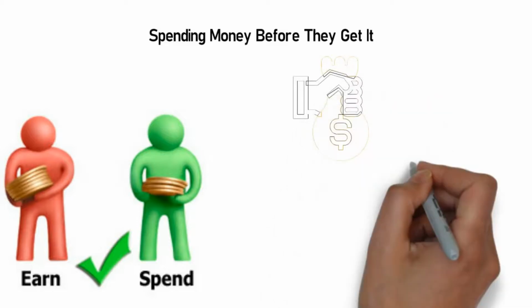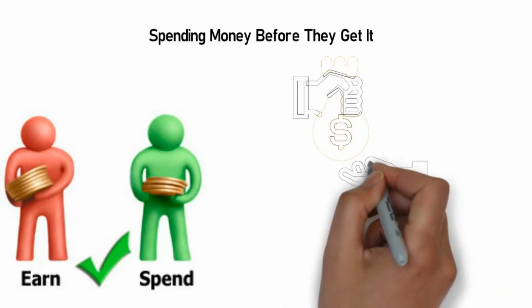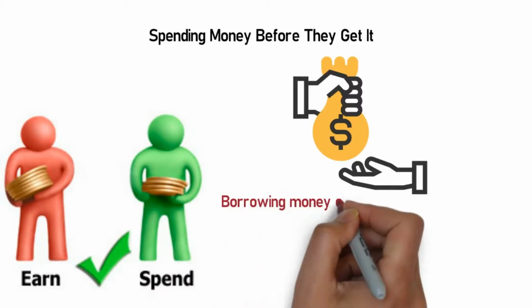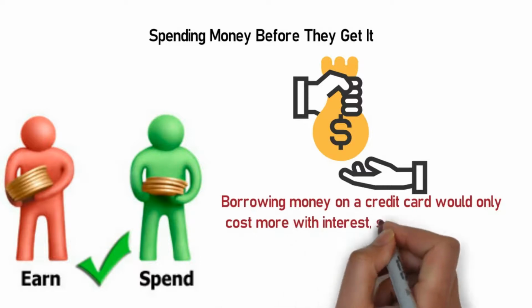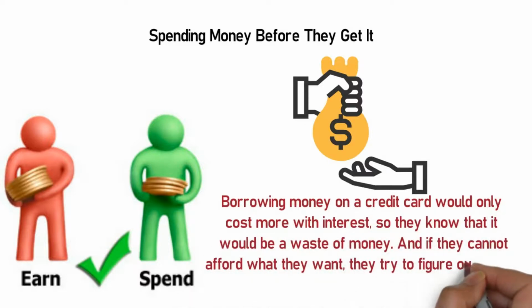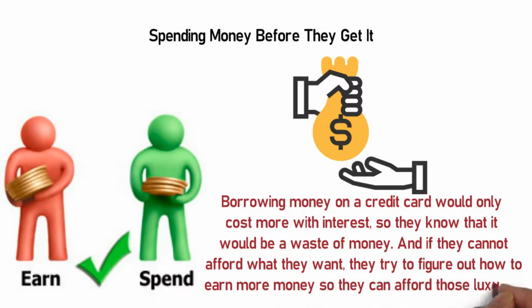Rich people, on the other hand, have mastered the art of saving. They will wait until they have actually earned enough cash to make a purchase. Borrowing money on a credit card would only cost more with interest, so they know that it would be a waste of money. And if they cannot afford what they want, then they try to figure out how to earn more money so they can afford those luxuries.